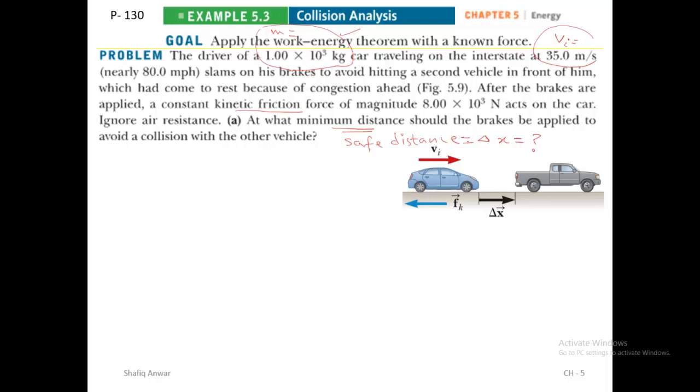You have the rule net work done is equal to change in kinetic energy, which is final kinetic energy minus initial kinetic energy. This is half m v_f squared. Okay, and of course once you apply the brakes, finally your car will become at rest, so final velocity is 0.